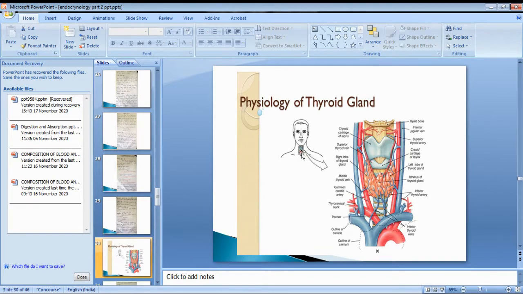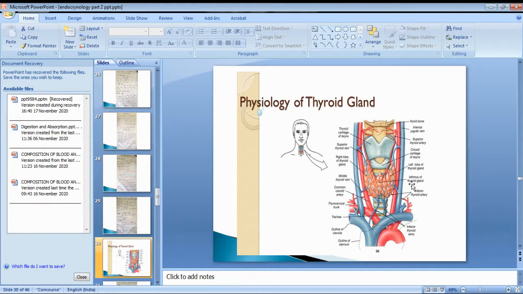It consists of two lobes. The two lobes are joined by a narrow isthmus of connective tissue. See here, this is the narrow isthmus of connective tissue.